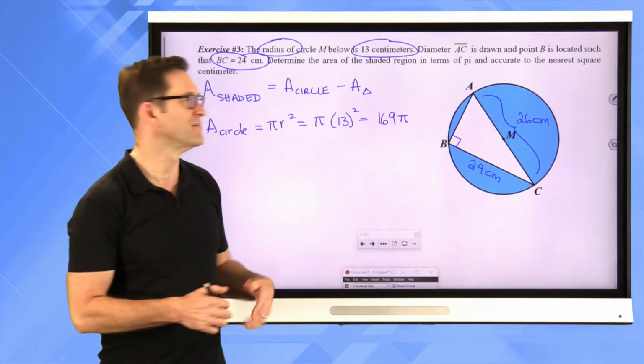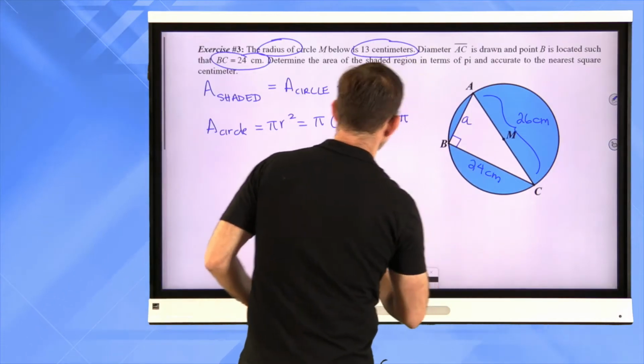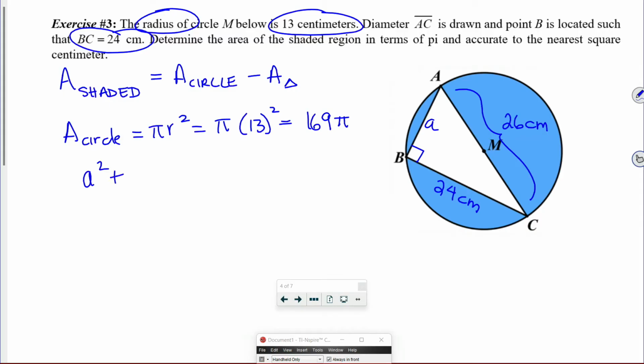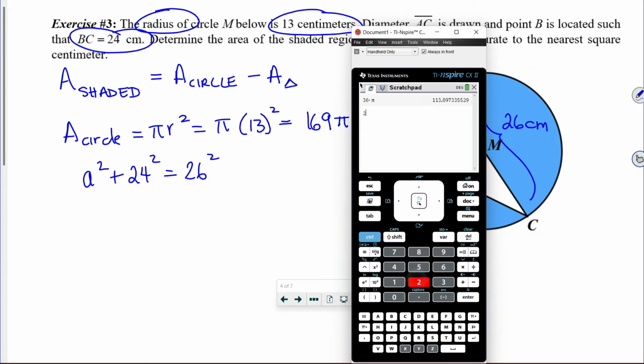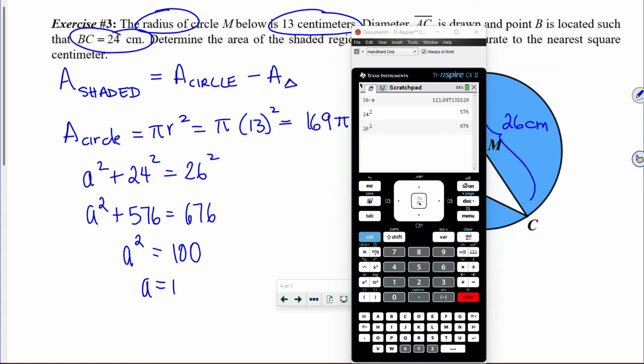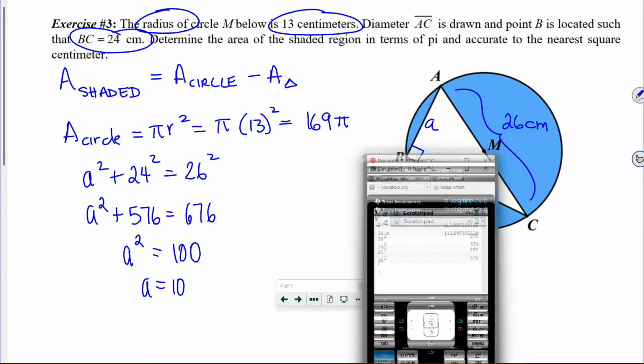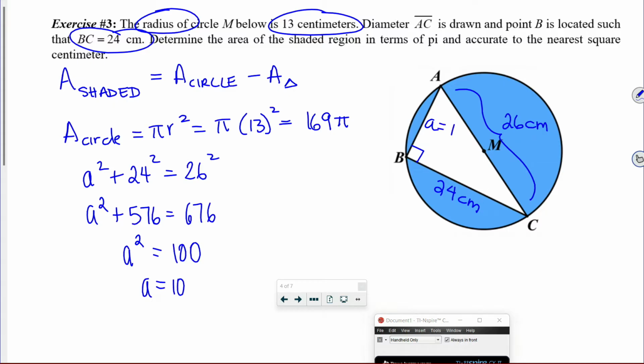All right, well, I'll call that, let's say, A, right? And I'm going to have A squared plus 24 squared is equal to 26 squared. I don't know any of those off the top of my head, so let's get the calculator out. 24 squared is 576. 26 squared is 676. Subtract them and we'll get A squared is equal to 100, which means A must be equal to 10. All right, which is great, right? This is equal to 10.